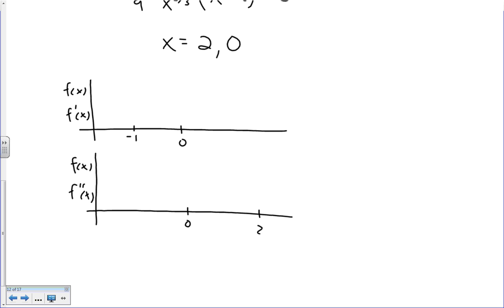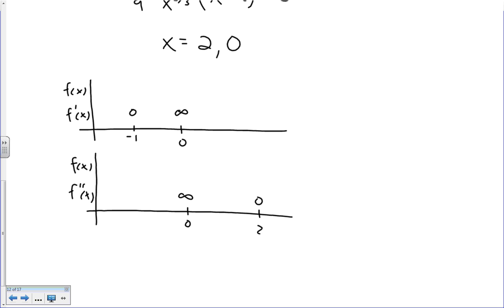For f prime, this was equal to 0 at -1, and the second derivative was equal to 0 at 2. And in both cases, we were undefined at the 0. So again, I'll use infinity there. If you want to put UND or something like that for undefined, that's fine as well. But as long as we understand it's undefined there, it doesn't matter whether we write it this way or write it as undefined.